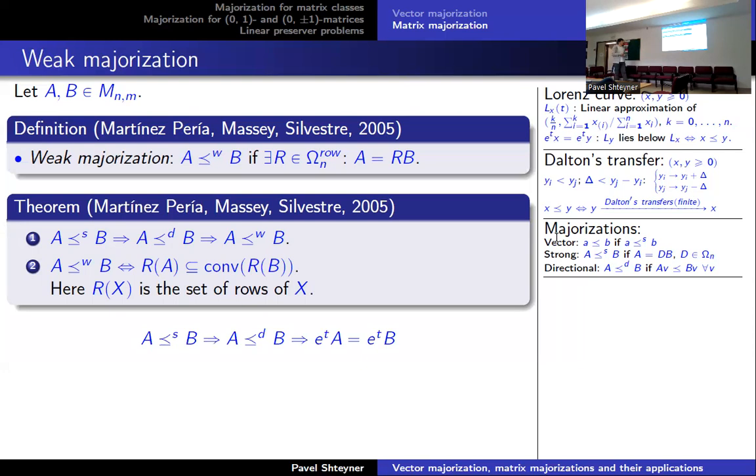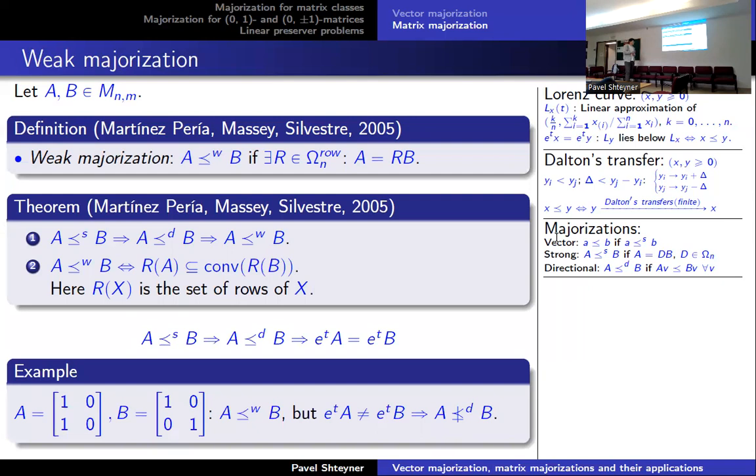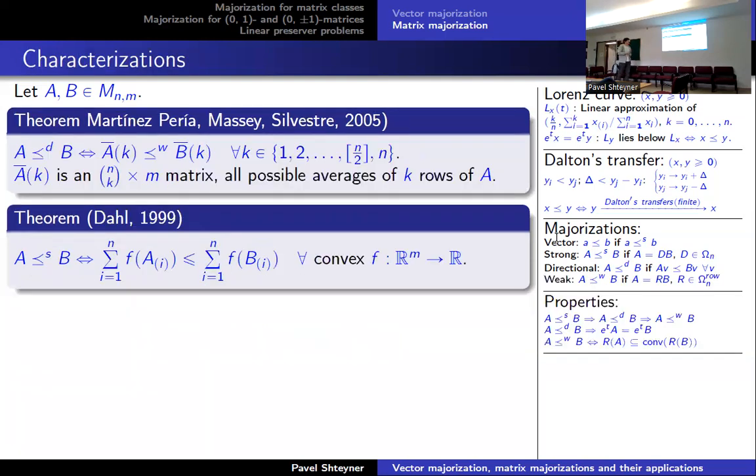Also note that directional majorization implies that the column sums coincide, where e is a row of all ones, so this is actually the sum of elements in the columns of A and B. They should coincide. With this property, you can easily show that weak majorization doesn't imply directional. But can you show that directional majorization holds using weak? Yes, you can, because you can reduce directional majorization to a collection of weak majorization relations.